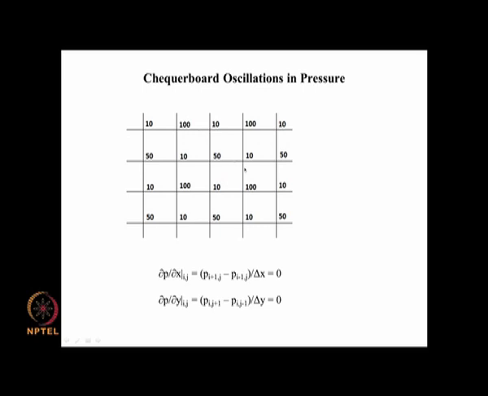And what I have put here are some fictitious numbers for the pressure, indicating how pressure is changing, and these are put in a special way here. We have 100, 10, 100, 10 like this, and in the y direction it is 50, 10, 50, 10 like that. And this pressure field is such that we see that there is variation of pressure with every grid point.